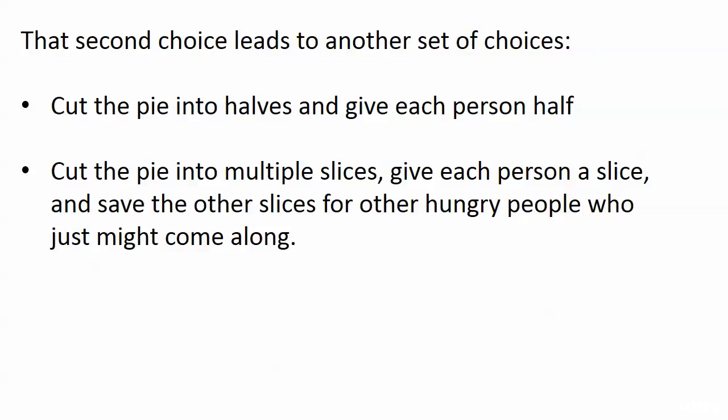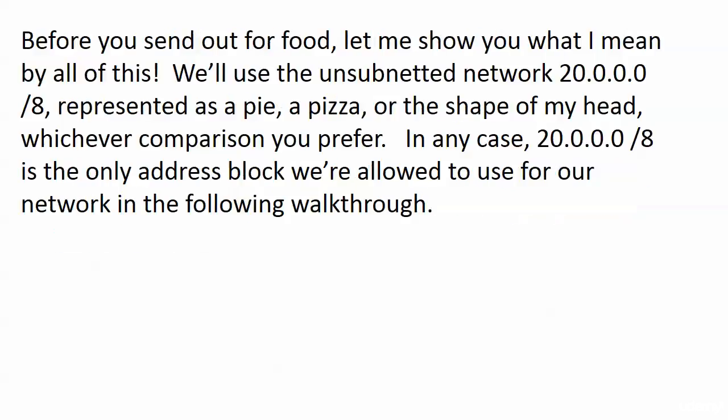Now, that second choice leads to another set of choices. How big is the slice going to be? You could take that pie, cut it into halves, and give each person half. Or you could cut the pie into multiple slices and give each person a slice that's big enough to get by on, but you save the other slices for other hungry people who just might come along later. Planning for future guests, I guess you could call that. Well, before you send out for food, let me show you exactly what I mean by all of this.